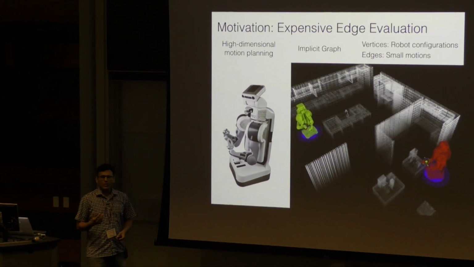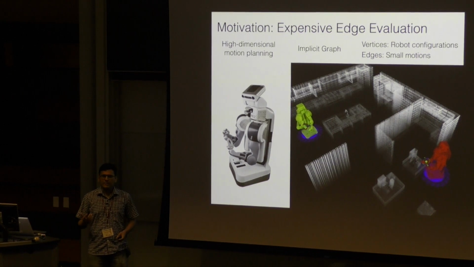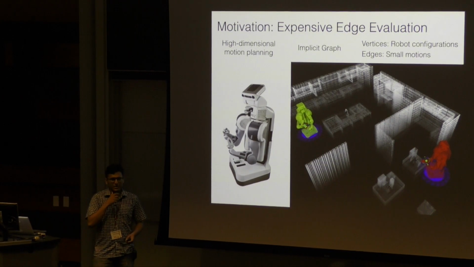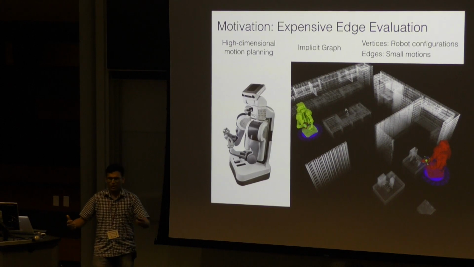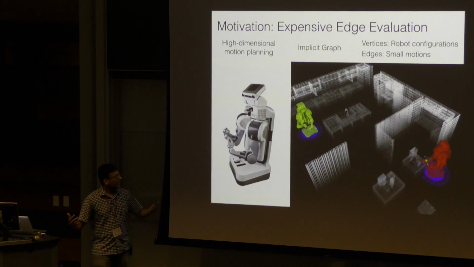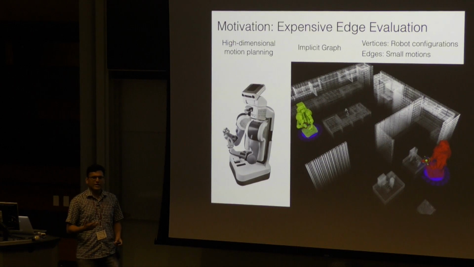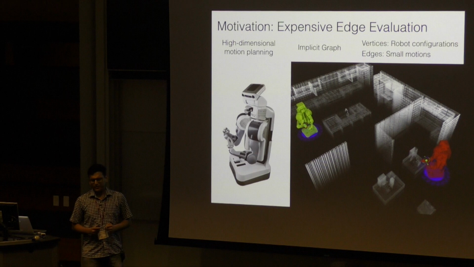So in these problems, one of the main bottlenecks in doing heuristic search is the time it takes to do edge evaluation. Now what I mean by that is when we expand a state and generate successors, which are these small motions, now we have to do expensive collision checking between the robot's full geometric model and the environment, which is represented as a set of points. And that tends to dominate a lot of the motion planning time. And so in this work, we want to see how we can address that.